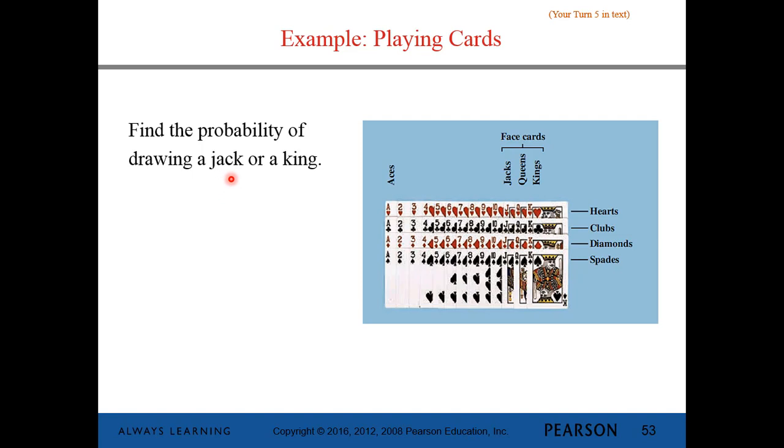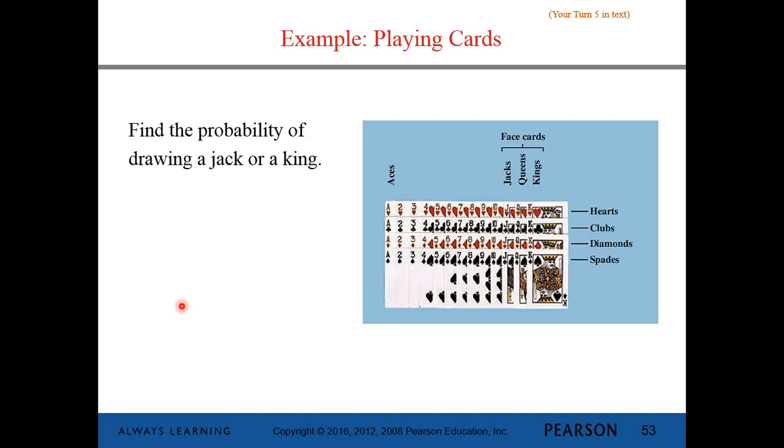We could call that event J, and this is event K. And so we could look at this as an OR statement. And they're mutually exclusive. These 2 events are mutually exclusive. So how many ways can I get a king? 4. How many ways can I get a jack? 4. Well, how many different ways can I get a jack or a king? Well, you just count them up. The union. So you have 8 ways of either getting a jack, a king, or both.